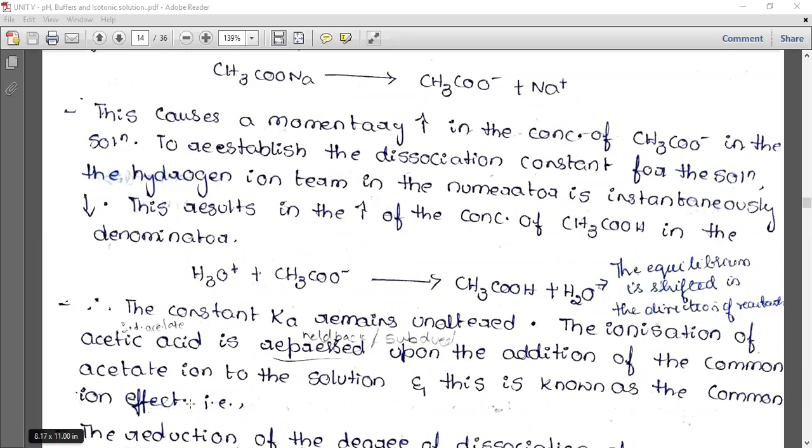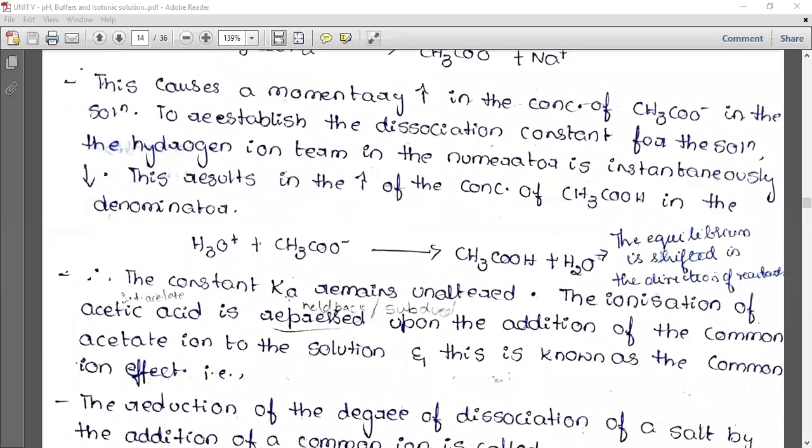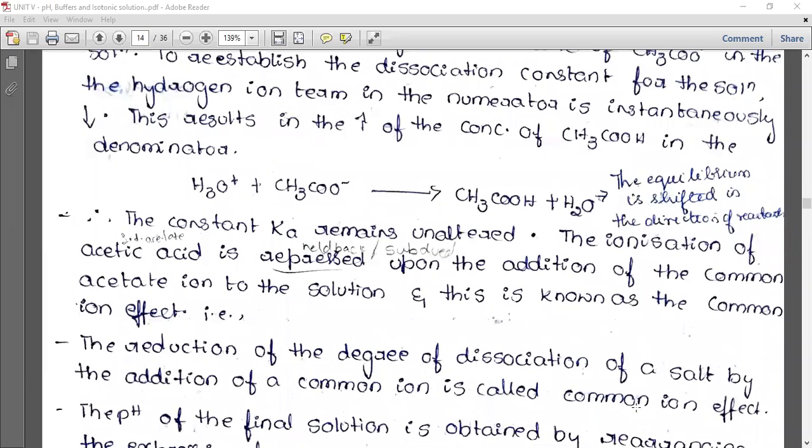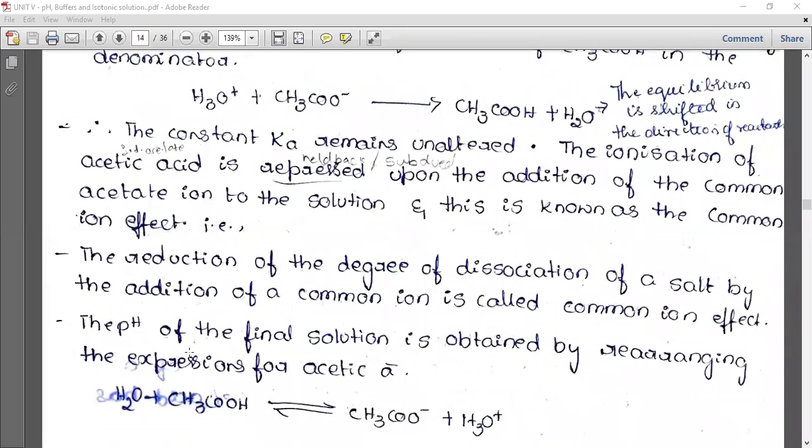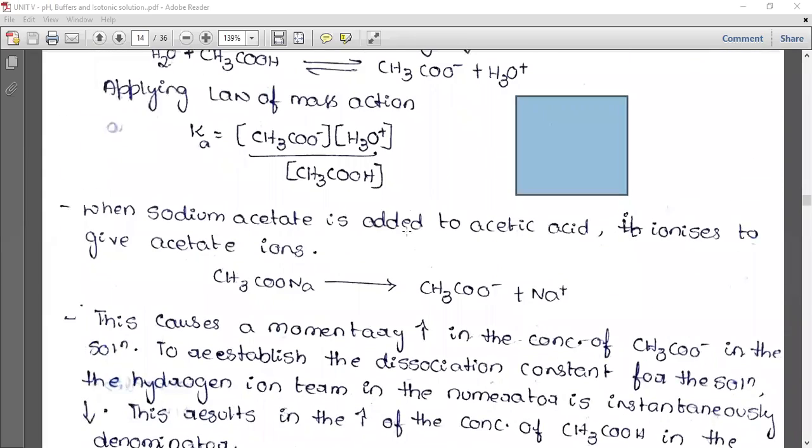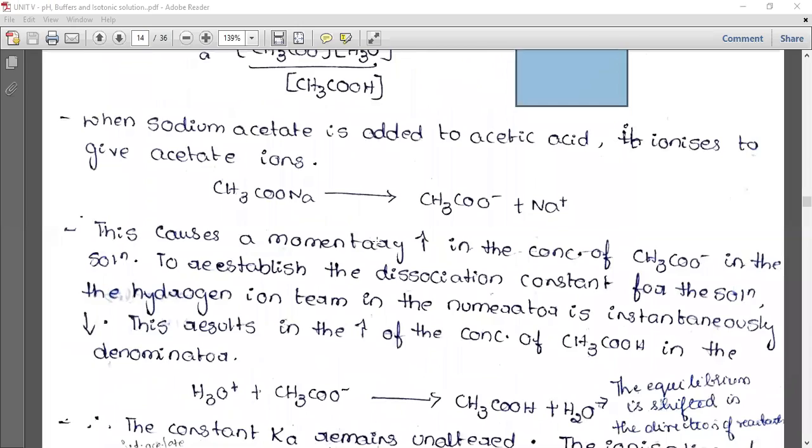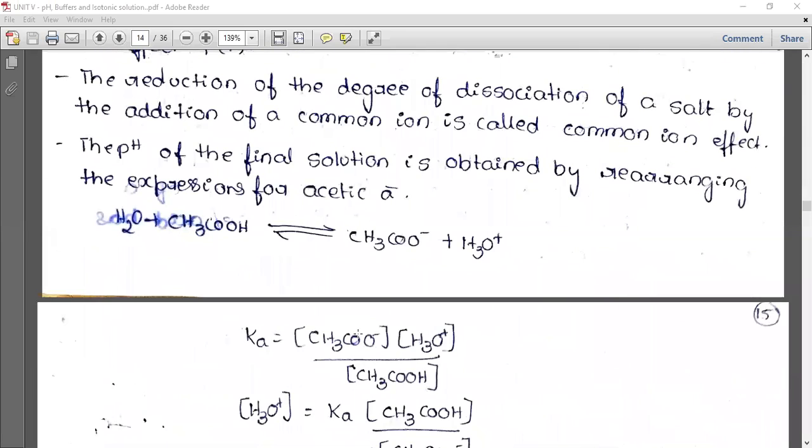So this is only in cases wherein both of the things we are considering have an ion in common, that is acetate ion. Okay, so the reduction of degree of dissociation of a salt by addition of a common ion is known as common ion effect. Okay, so the pH of the final solution is obtained by rearranging this particular equation. Ka is equal to [CH3COO-][H+]/[CH3COOH], this was the equation. Just rearrange the equation.